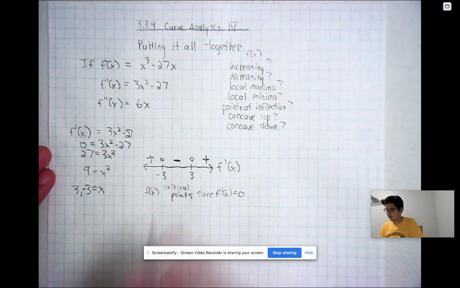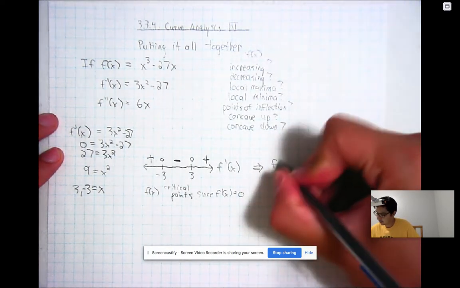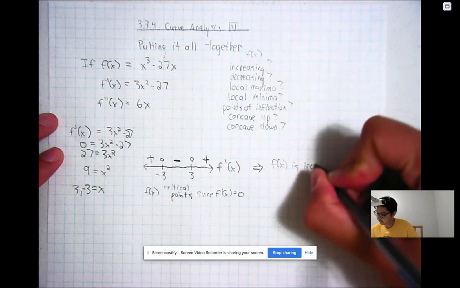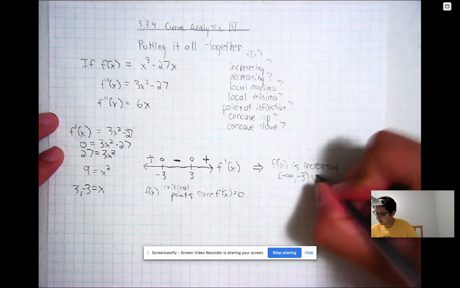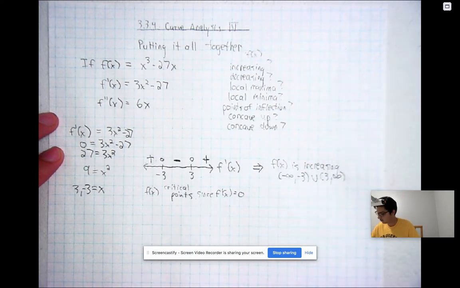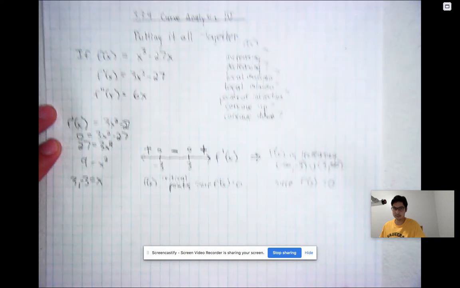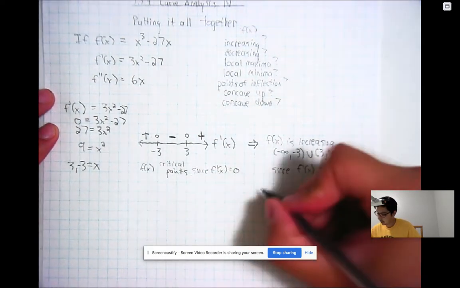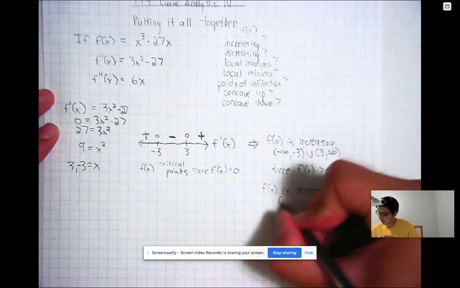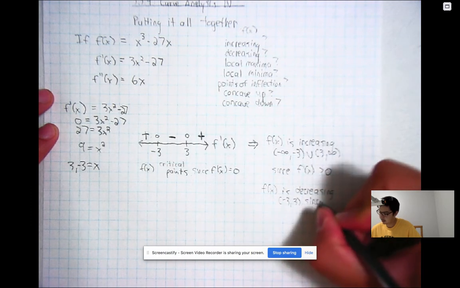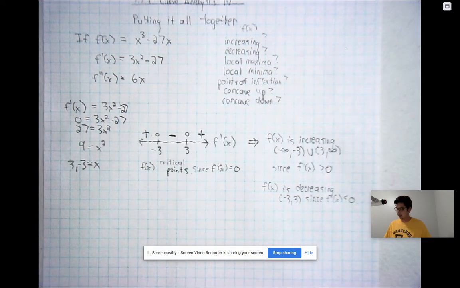What we know from this is that f of x is increasing on negative infinity to negative 3 and from 3 to infinity, since f prime of x is positive on those intervals. We also know from this that f of x is decreasing from negative 3 to 3, since its derivative, its slope function, is negative on that interval. What else does this tell us?